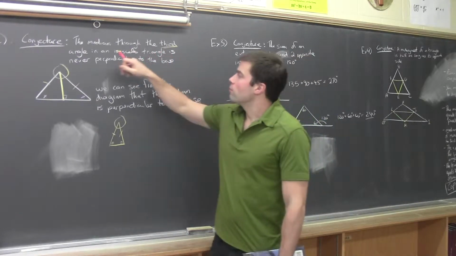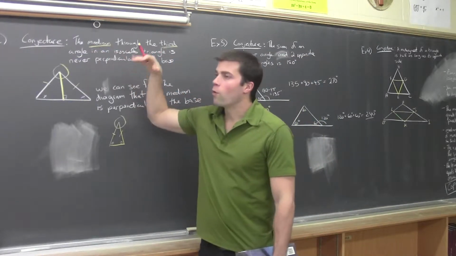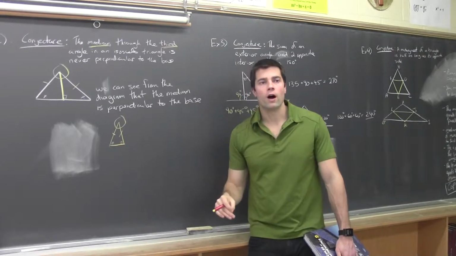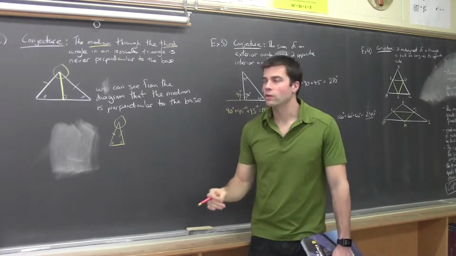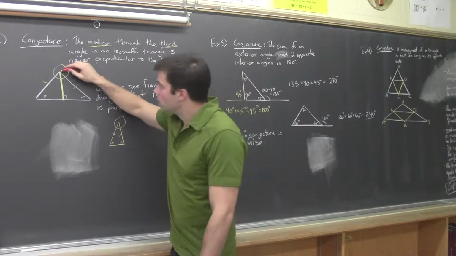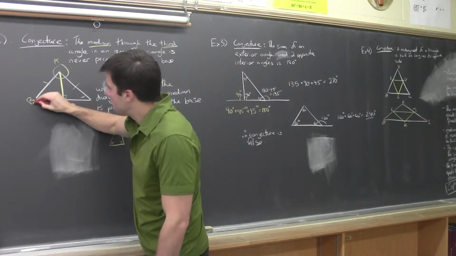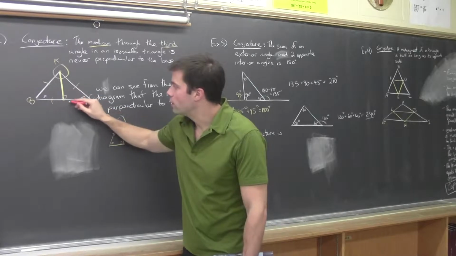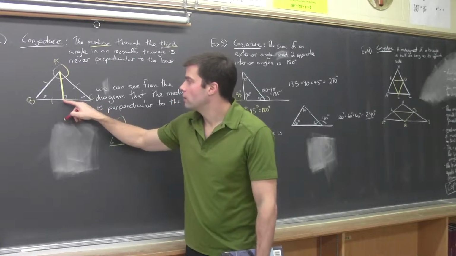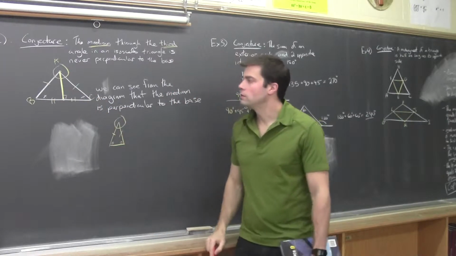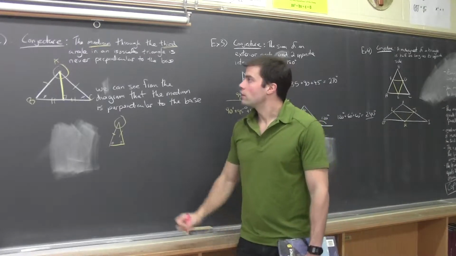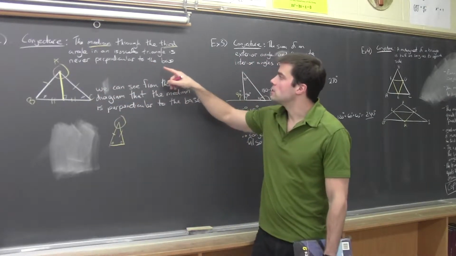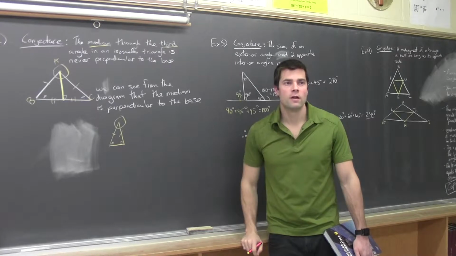So the median, remember we know what a median is. It's from one vertex to the midpoint of the opposite side. We learned that by definition at the beginning. So if this is triangle ABC, I go from vertex A down to the midpoint of the opposite side. These are double lines. The conjecture says it is never perpendicular to the base.